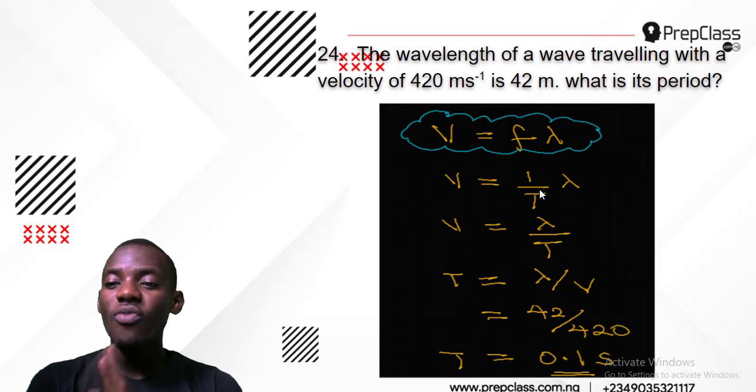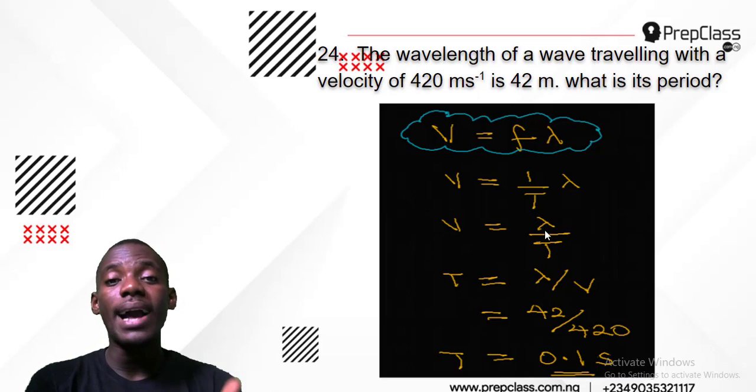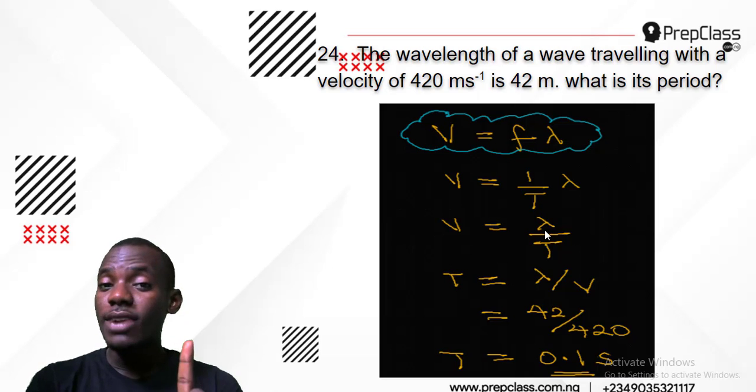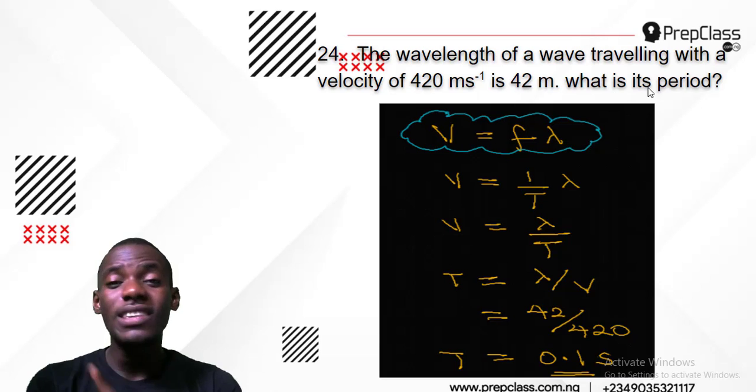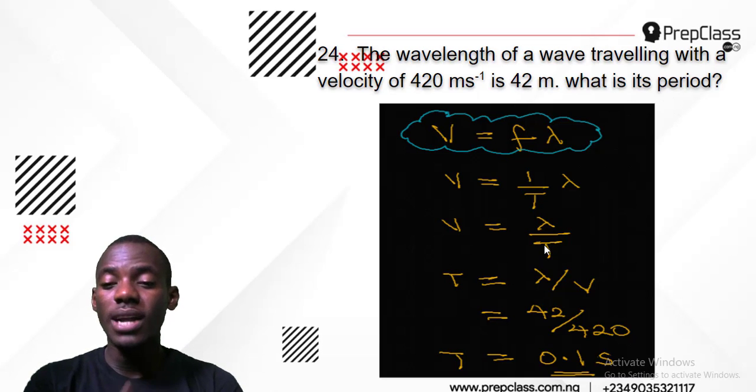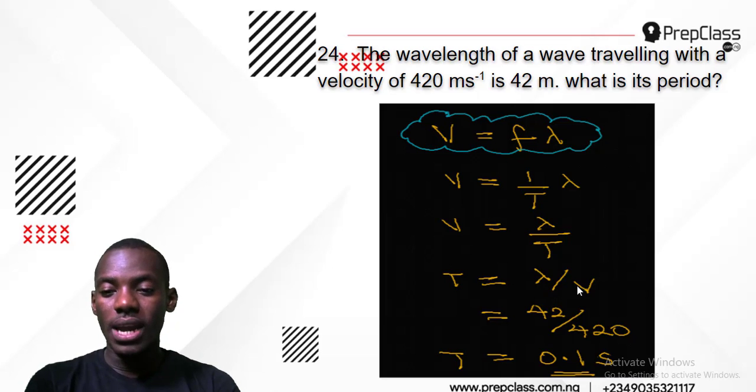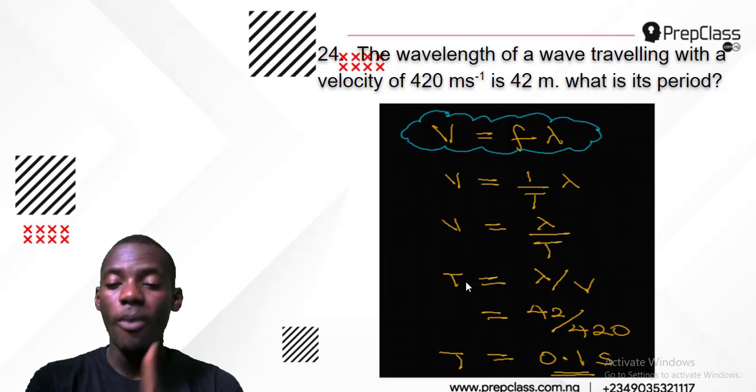So now I'm to find the period, right? V equals lambda over T, where lambda is my wavelength. Take note, V is my wave speed or velocity, lambda is my wavelength, and T is my period. Because they ask what is the period, the period must be the subject. So I'll say V equals lambda over T. Then cross multiply, T will now become lambda over V. Okay, that makes T the subject of the formula.